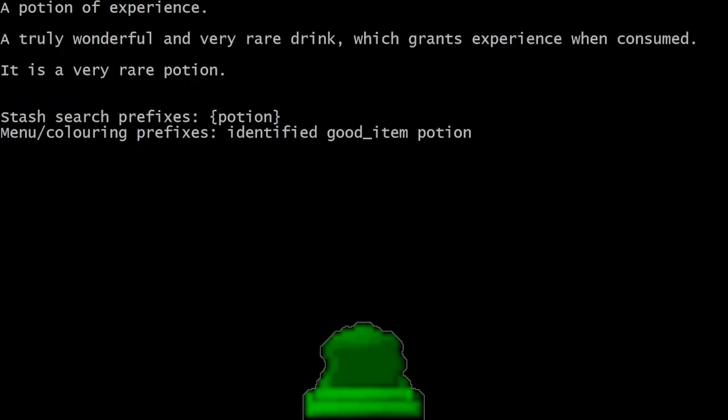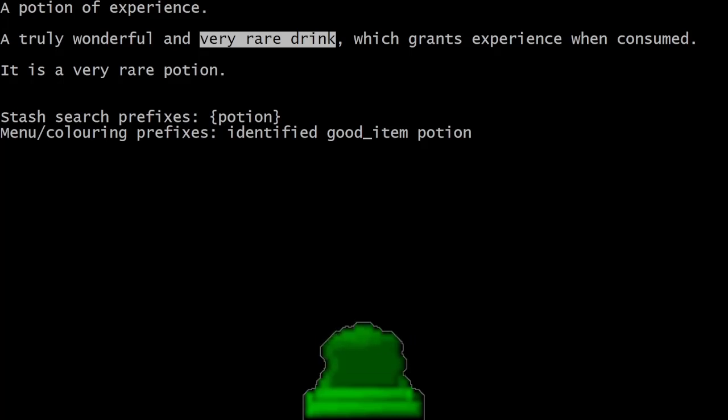But anyway, next on our list we have Potion of Experience, a truly wonderful and very rare drink which grants experience when consumed. It is a very rare potion. Who would have guessed that it is a very rare potion? Anyway, for Potion of Experience, you may think that it is very straightforward and just drink it as soon as you get one, but it is a bit more complicated than that. Depending on your species, you may want to wait to the next level up.